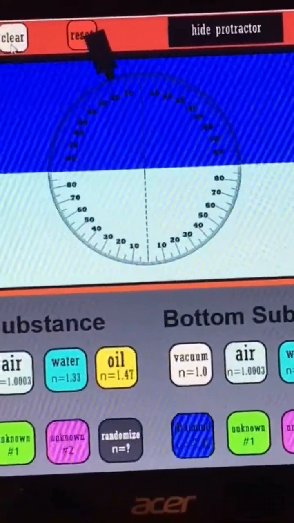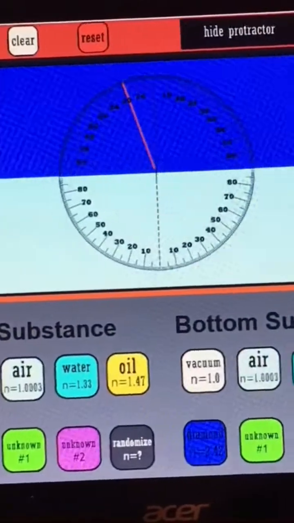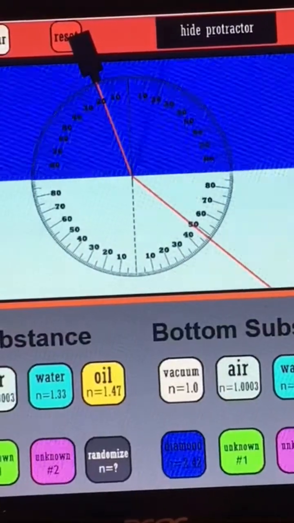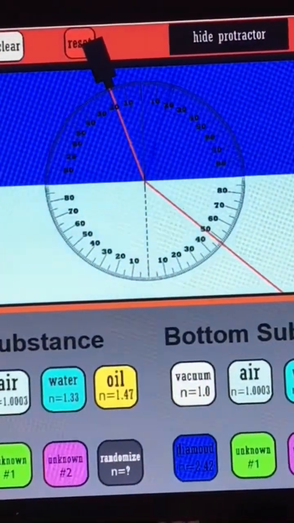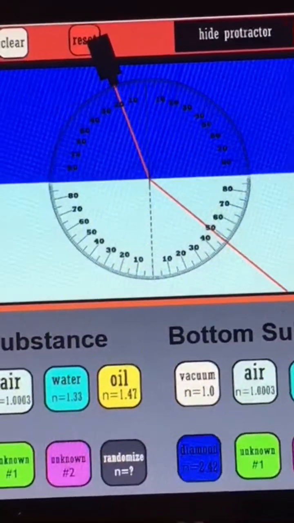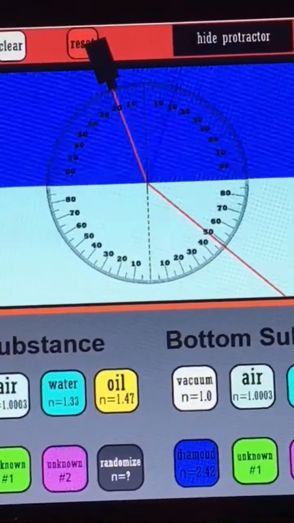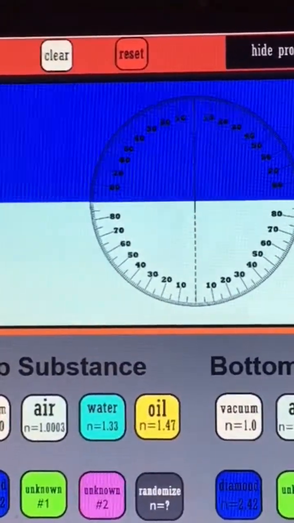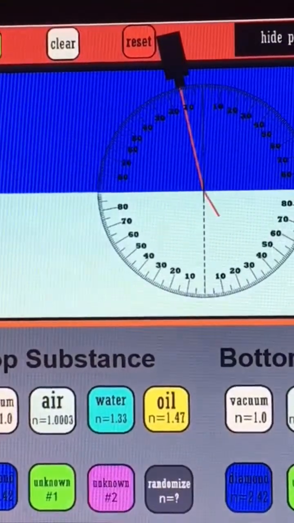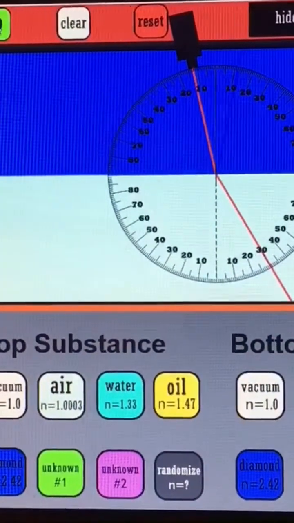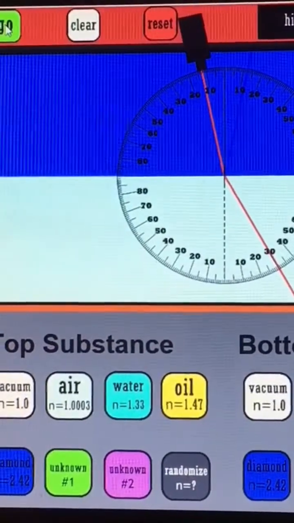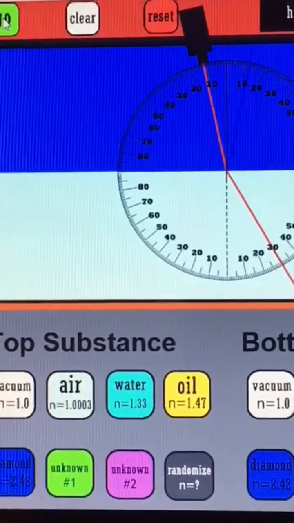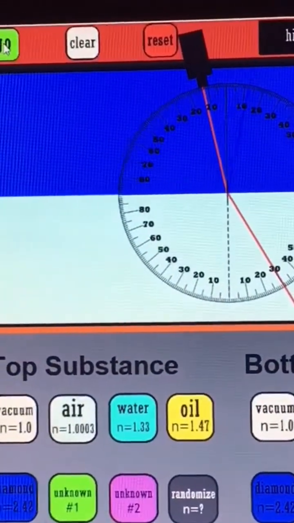Once we move our light again, we will press go, and we will watch our light reflect, and we will get angle of incidence is 19 degrees, angle of reflection is 19 degrees, and angle of refraction is 52 degrees. Once we move our light once more, we will press go, and you can see that we get 13 degrees angle of incidence, 13 degrees of reflection, and 31 degrees of refraction.